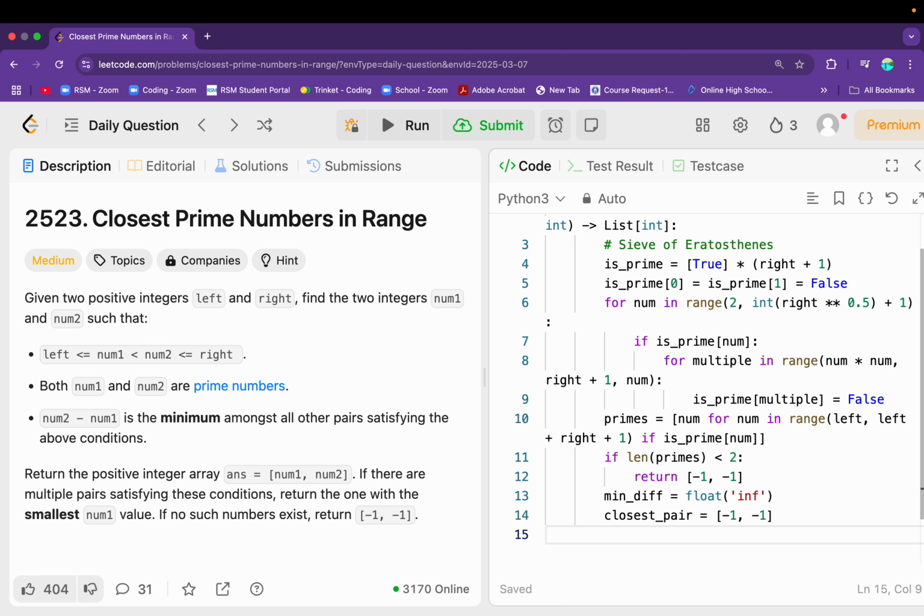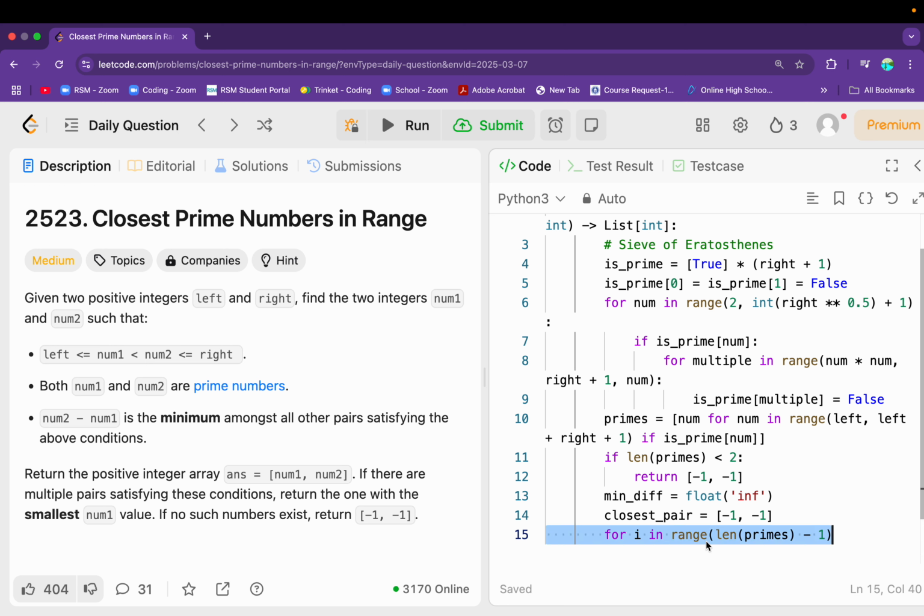Again, min diff is going to be infinity. It's going to keep track of the minimum difference, and the closest pair is going to be the output. It's going to keep track of the num1 and num2 output values. And now let's iterate over the primes list to find the closest pair and minimize that difference. So the way we're going to do that is, for i in range of the length of primes - 1. The reason we do length of primes - 1 is because we want pairs. If we're at index i, we also want index i + 1 to make sure that we don't go out of bounds, and we have at least 2 elements in every conditional to check if that pair is minimized.